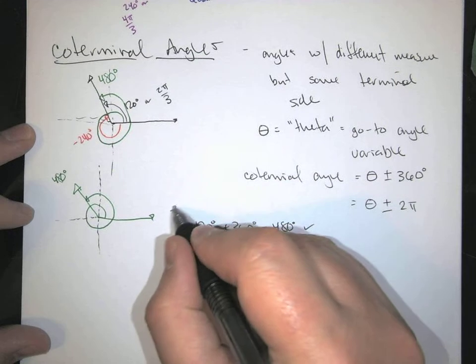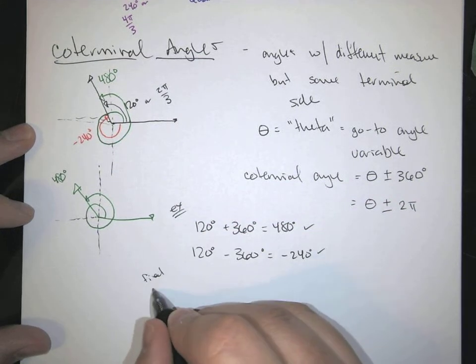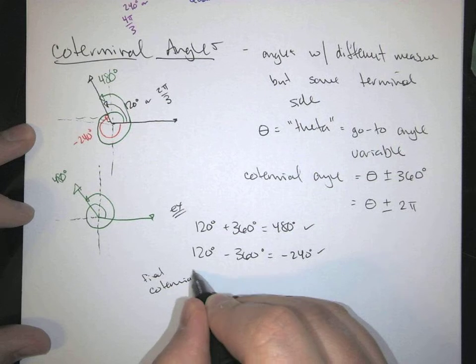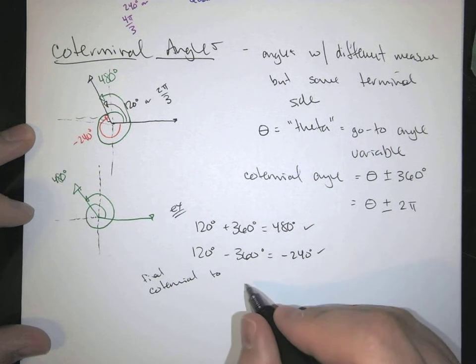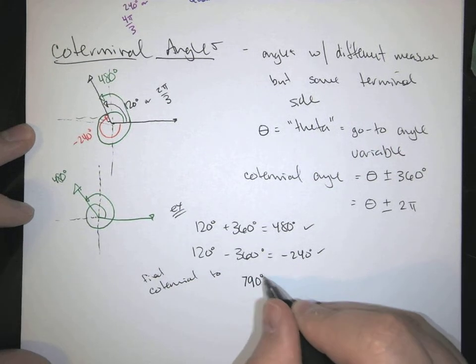You could also take it from the other direction. You could say, find a coterminal angle to, I don't know, something like 790 degrees.